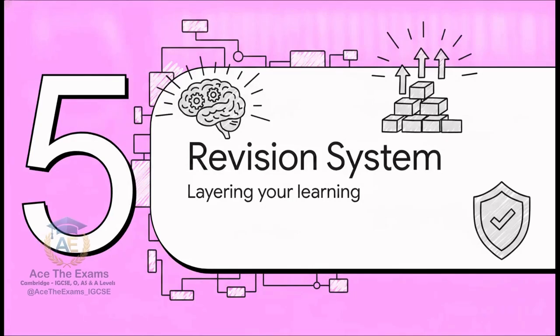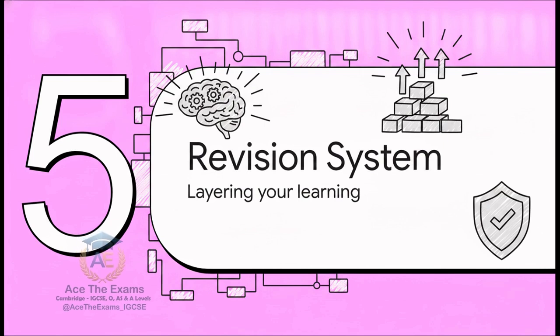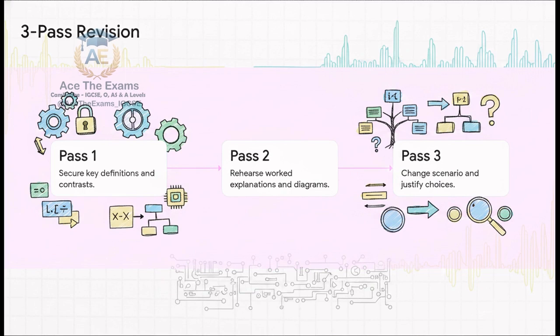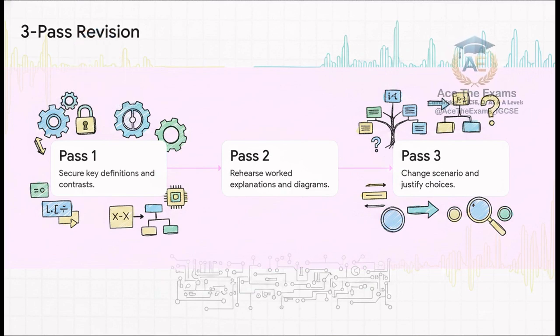Finally, we have arrived at Section 5, the ultimate revision system. Let's look at exactly how to cement this knowledge, how to start layering your learning so it's instantly ready and accessible on exam day. I call this the 3-pass revision cycle. It's a layered, strategic style of studying that perfectly matches exactly how Cambridge exams combine raw theory with applied reasoning. You don't just read a textbook once and hope for the best. In your first pass, you lock down those key definitions and clear up the contrasts we just talked about, like memory versus storage.